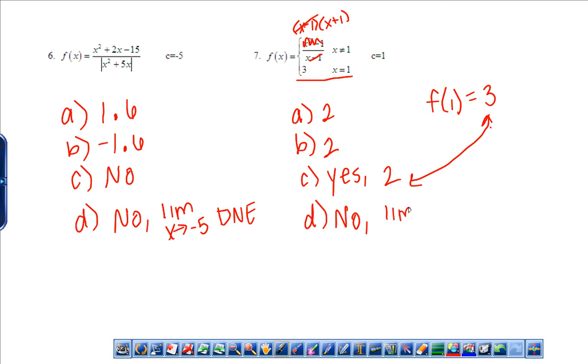The reason it's not continuous is the limit as x approaches 1, I'm sorry, -1, let's say of f of x does not equal f of -1. Oh, I'm sorry, I was right before. There's no negative there. There we go.